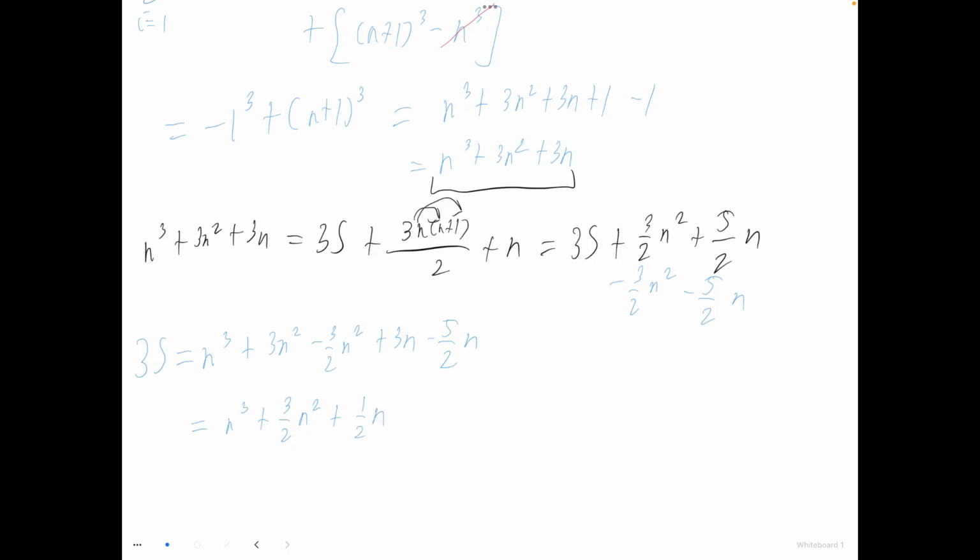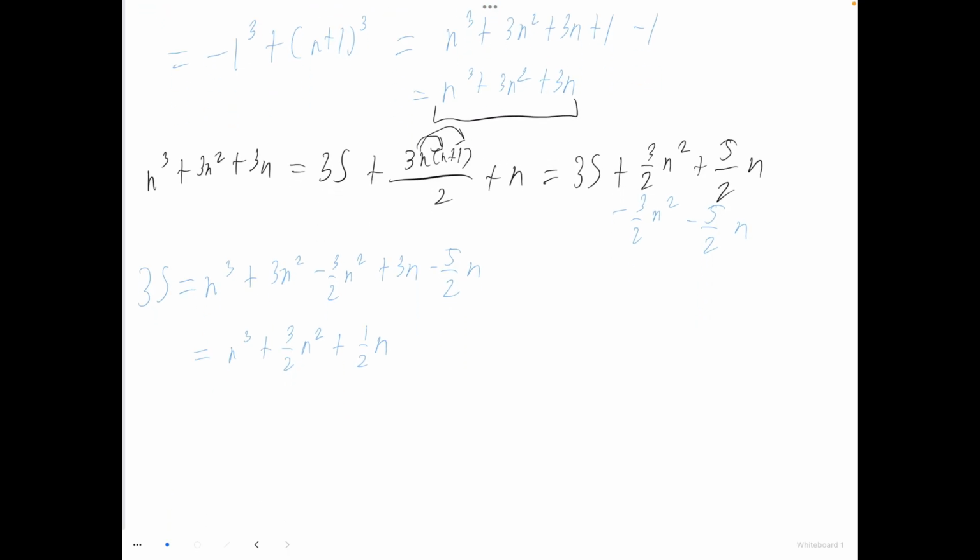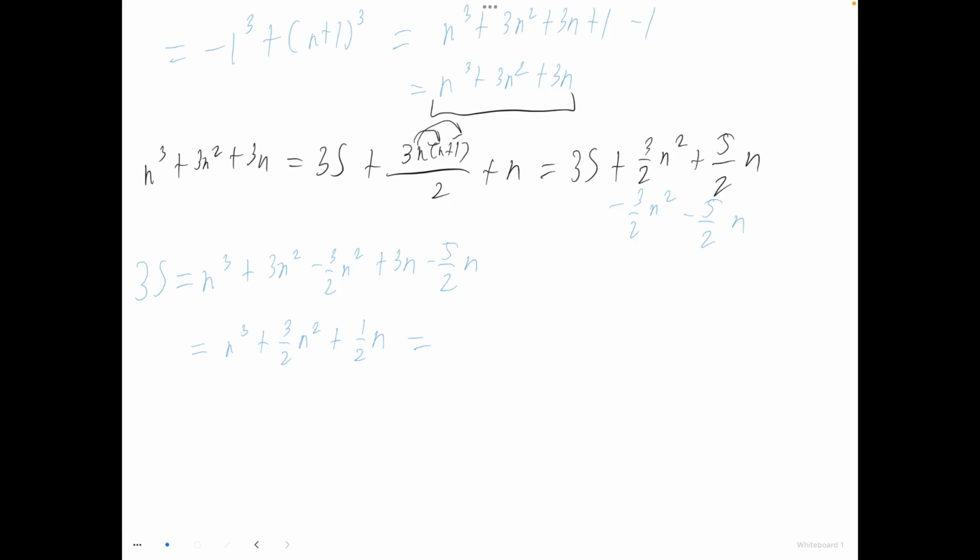And now we just want to simplify this a bit. And so this is going to become, getting a common denominator of 2, we get 2n cubed plus 3n squared plus n, all divided by 2. But that's 3 times s, so I'm going to divide everything by 3.